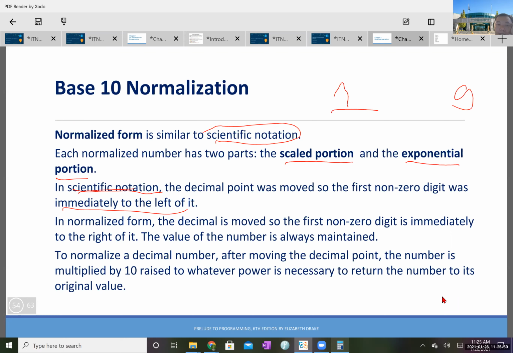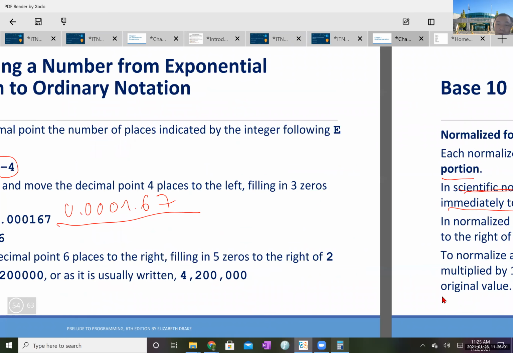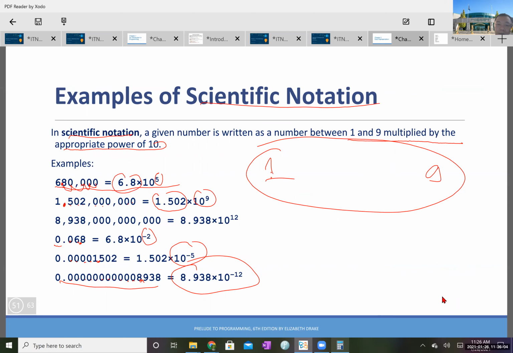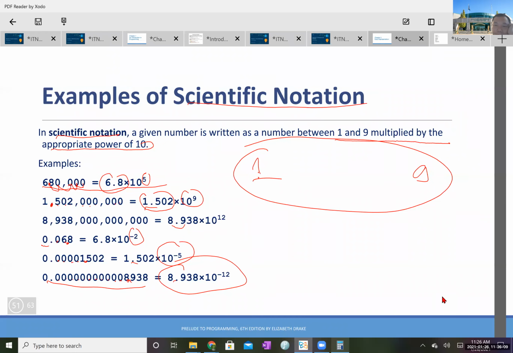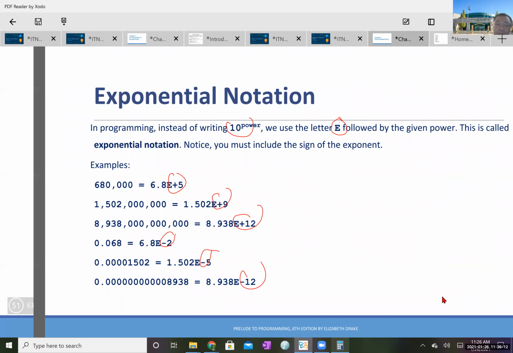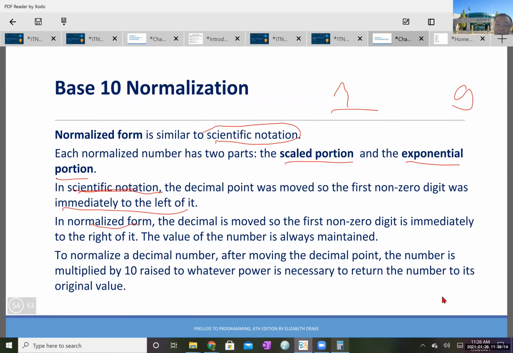You see everything from 1 to 9 here, right? 6.8, 1.5, 8.9, something like that. That is scientific notation. And in the normalized form, the decimal is moved to the first non-zero digit immediately to the right, so the value of the number is always maintained. And to normalize the decimal number, after moving the decimal point, the number is multiplied by 10 to whatever power is necessary to return the number to its original value. Okay, so let me give some examples here.